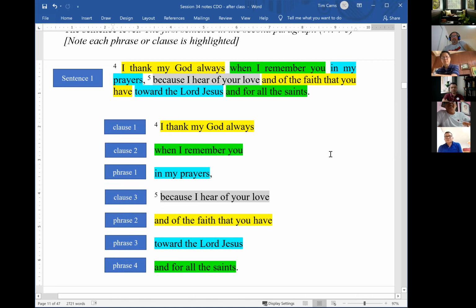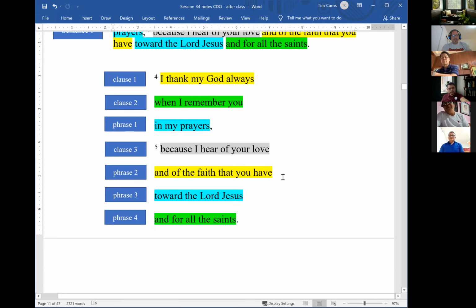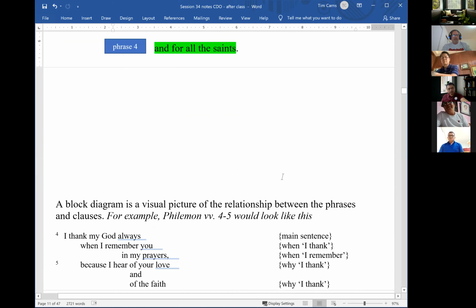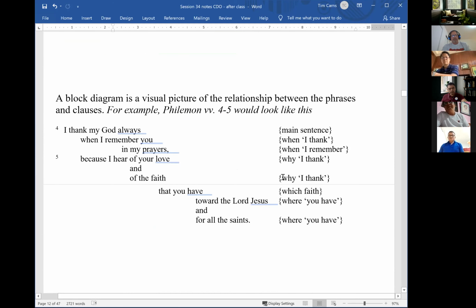So this is the process we've been doing, identifying phrases and clauses, and I'm just trying to remind you those phrases and clauses are what build a sentence, and then one or more sentences are what build a paragraph, and then a series of paragraphs is what builds an epistle. So then the block diagram again would look something like this once you're done.